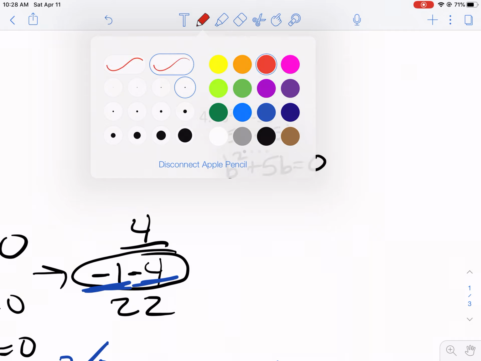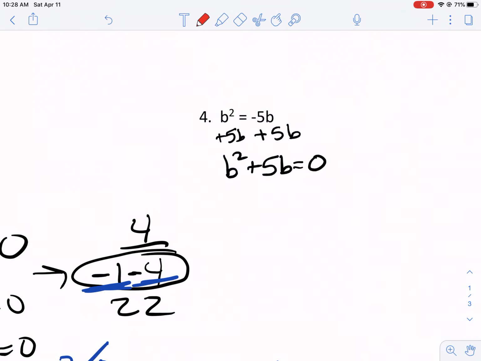Okay, now it says factor completely. At the top of factoring says a GCF. I only have 2 terms. They do have a GCF. The GCF is b. So if I divide them both by b, I get b plus 5. And now I notice after I take out the GCF, I don't have any more exponents. If I don't have any more exponents, I can't factor it any farther. So I am done factoring.